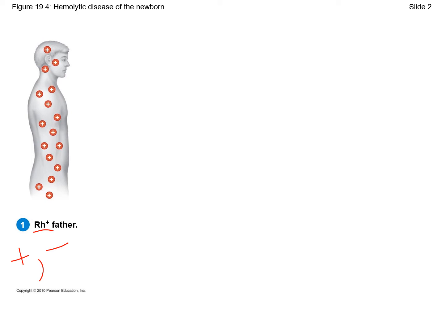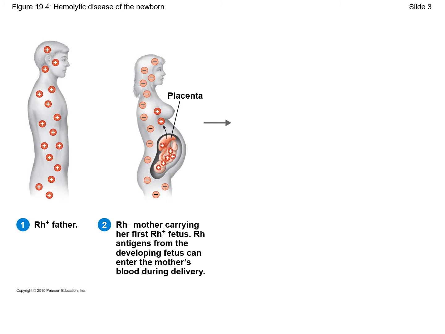To set up for hemolytic disease of the newborn, you start with a father who is Rh positive, so his red blood cells have the Rh factor. And then the mother is Rh negative. So the mother does not have the Rh factor on her red blood cells. And her first fetus, so this is the first baby she is pregnant with, actually has the Rh factor. So to her immune system, the Rh factor is a foreign protein. Normally with the first Rh positive fetus, the pregnancy proceeds normally.